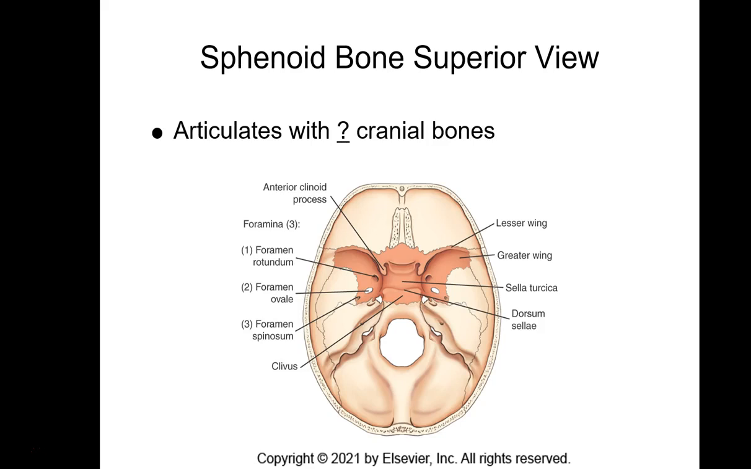There are 3 pairs of small openings or foramina that exist within the greater wings, and those are really needed for passage of certain cranial nerves. And you can see the 3 foramina here. I'm not going to test you on the 3 foramina. Just know that they exist within the greater wing of the sphenoid, and they are for the passage of cranial nerves.